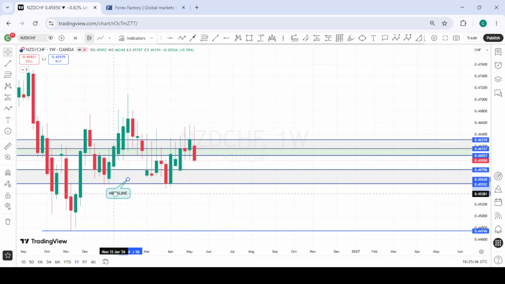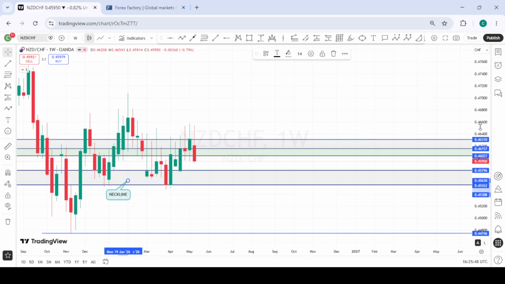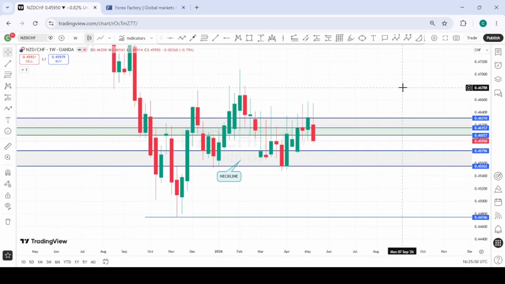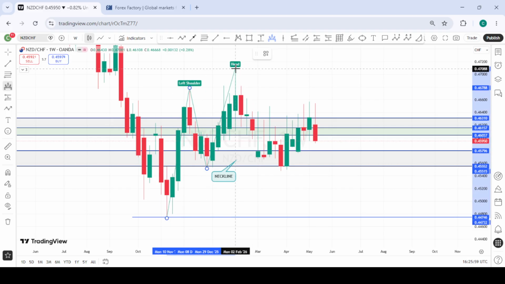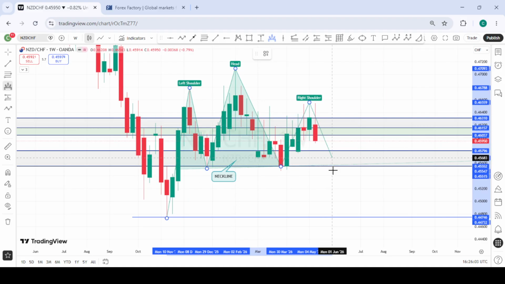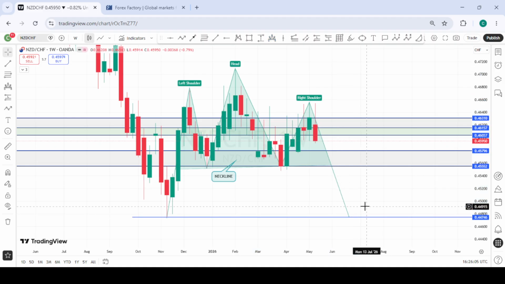It's not too clean, it's very wicky. Most of the CHF pairs have a lot of wicks, but this is the head and shoulder pattern that is developing. So this is the left shoulder, this is the head, and this is the right shoulder that is done forming, and it's now going to sell all the way down to the downside.